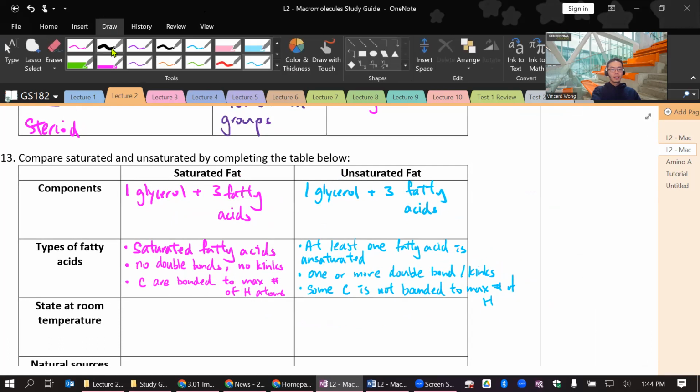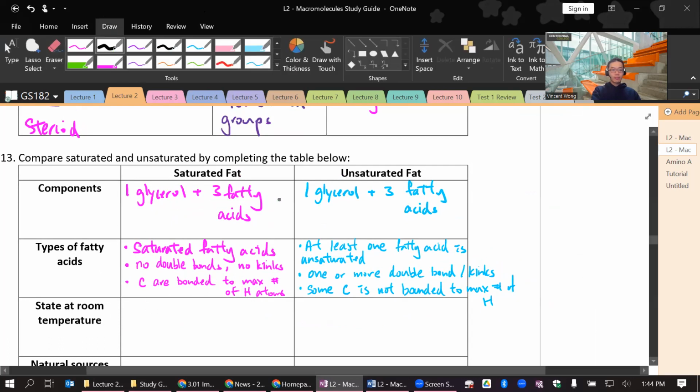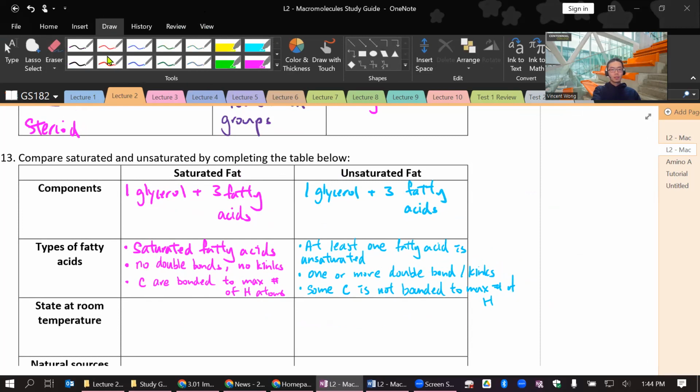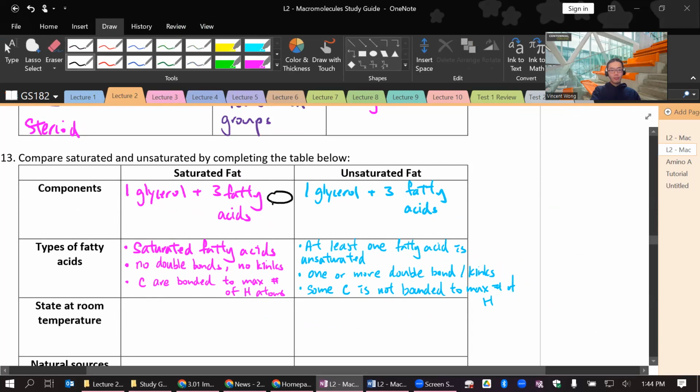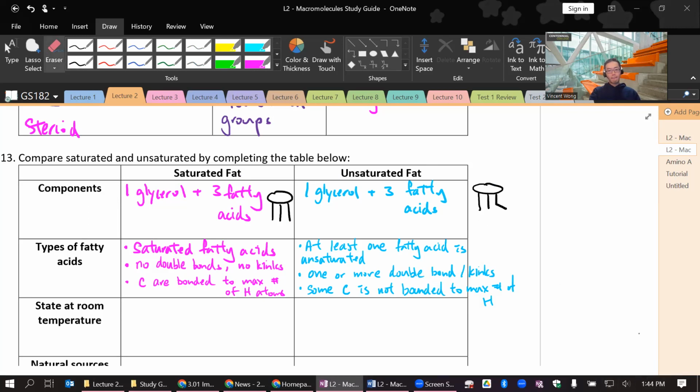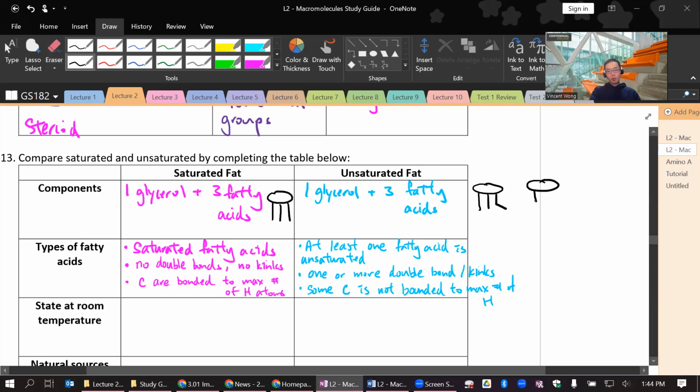Okay. So if I have to draw the saturated fat, you would have the glycerol, and then you would have three fatty acids, and none of the fatty acids have kinks in it. For the unsaturated fat, at least one of them is unsaturated, and the unsaturated one might create a little bend, a little kink in it because of the double bond. So take a look at the pictures in the PowerPoints, and you will see what a double bond looks like. It's also possible to have more than one kink, right? Because there is more than one unsaturated fatty acid.